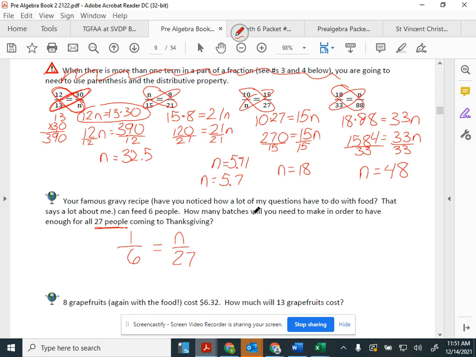So now we can do that cross multiplying. So we would do 1 times 27 equals 6n. So 1 times 27 we know is 27. Then divide by 6. 27 divided by 6 is 4.5, right? So we would need 4.5 batches. Andrea?